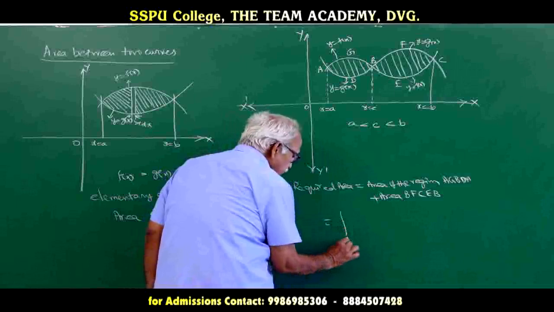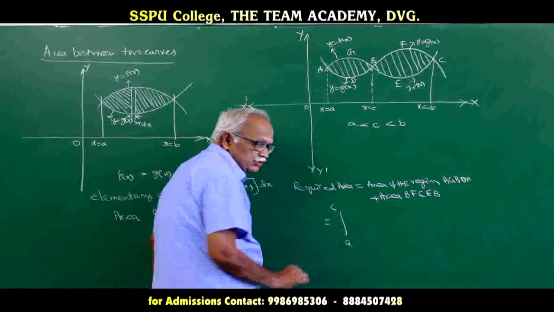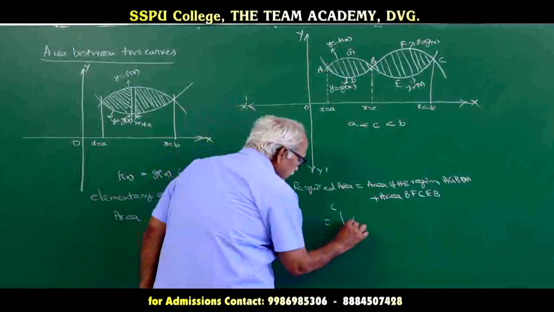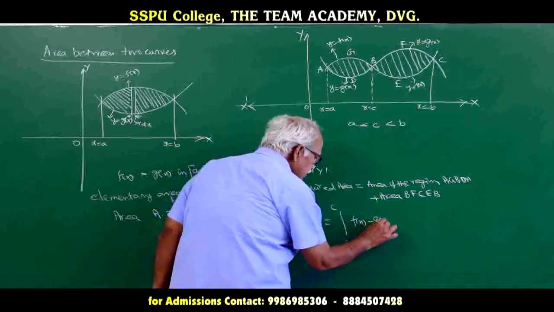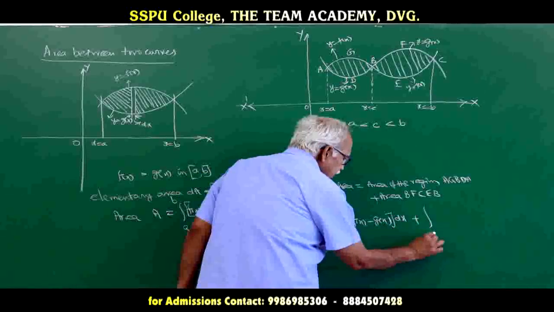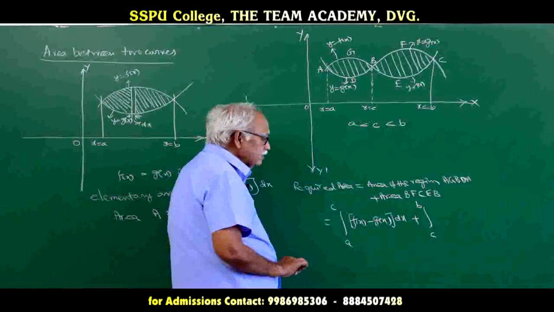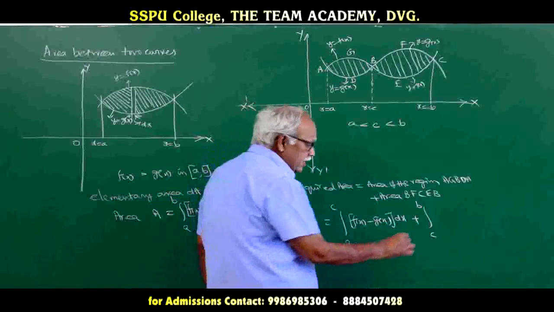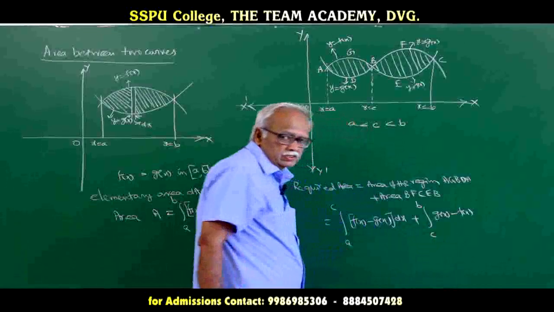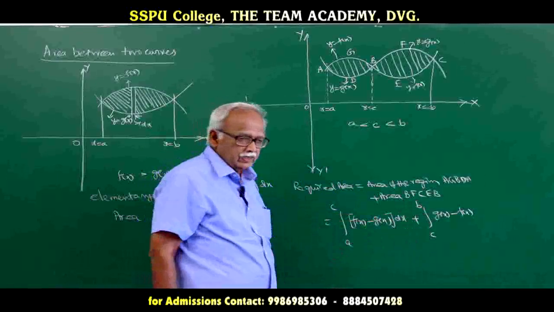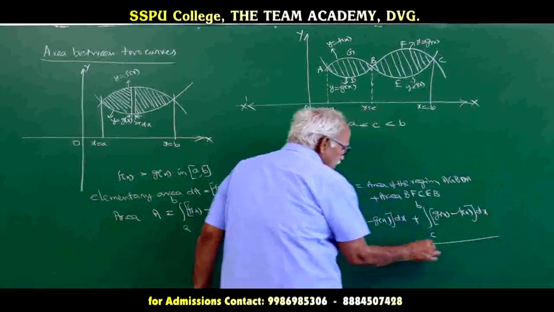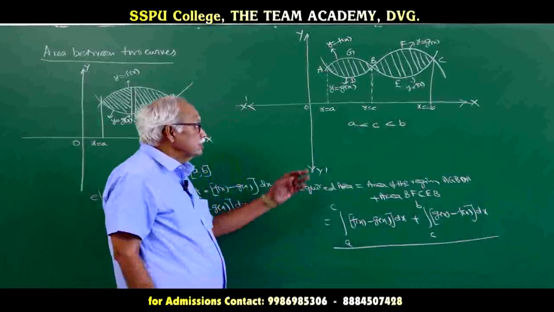See, the first formula is integral a to c of f of x minus g of x into dx, plus integral c to b. In the second area g of x is greater than f of x. So, write it as g of x minus f of x into dx. So, these are the two situations, these type of situations arise.